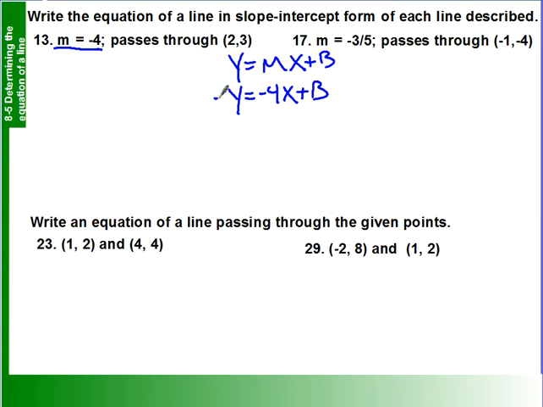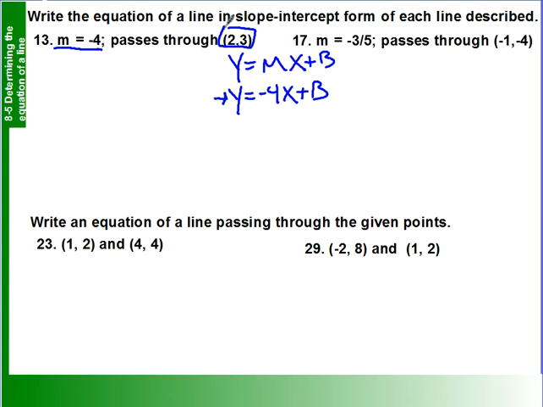Now, at this point, we have three variables: y, x, and b. Wouldn't it be nice if we could eliminate two of the variables by substituting in numbers, and then we could solve for the third variable? Do we have any x and corresponding y values that we would be able to plug into the equation? They provided it for us. We have 2 and 3. What is the x value? Is it 2 or is it 3?